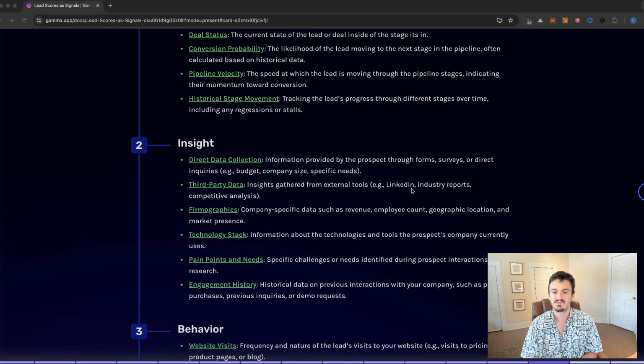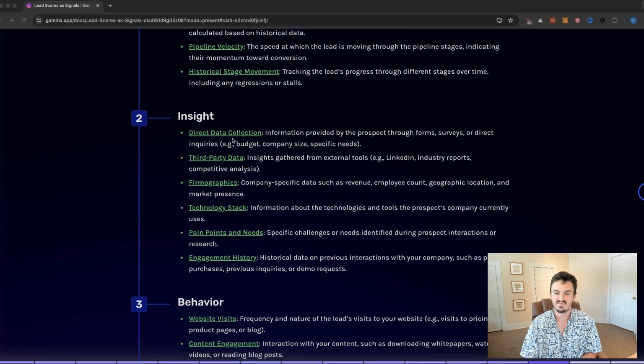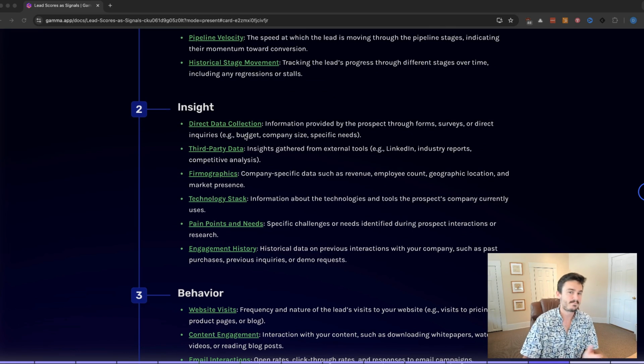Insight category. So this is all the stuff that you collect. So we have the direct data collection, anything on a form, on a meeting. This is the first party information. Surveys are included in that. It can be anything. It can be overlapping with these other ingredients we have down here. So firmographics might be something that you collect with more accuracy during a call, right? Because sometimes the third-party tools aren't correct.